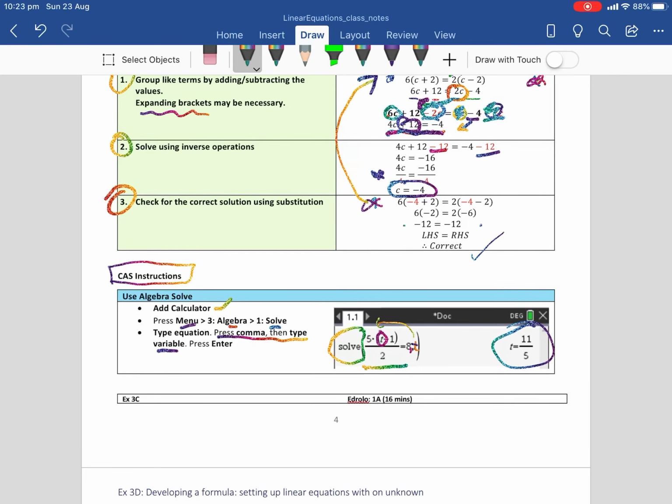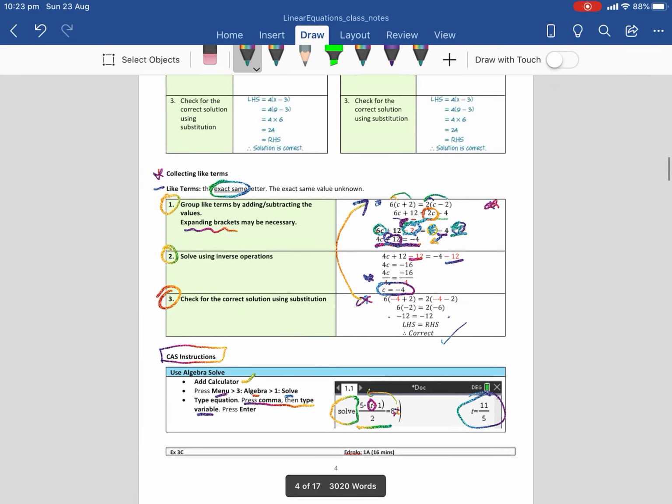So that's 3C. You need to continue on with your work for that one in your textbook.